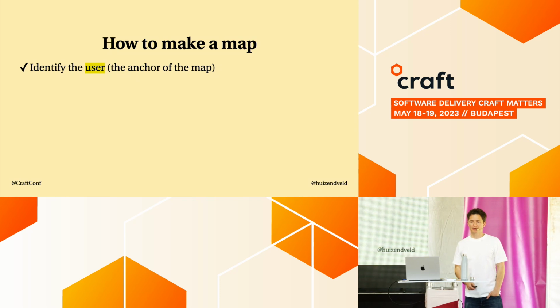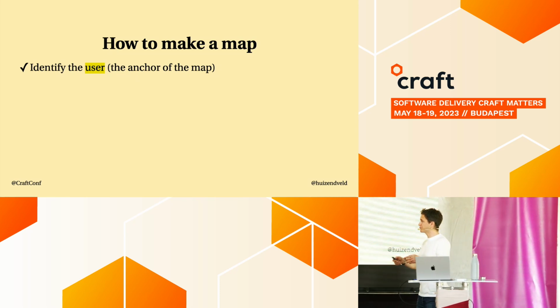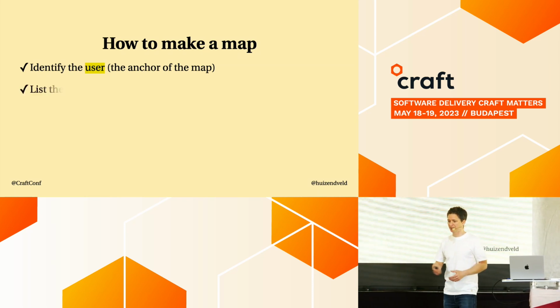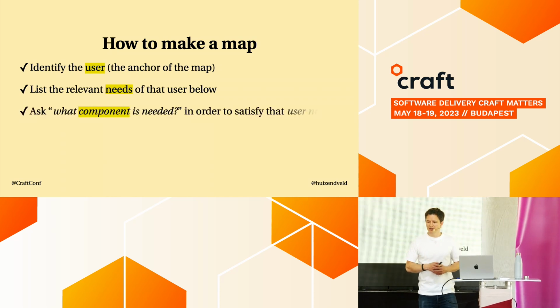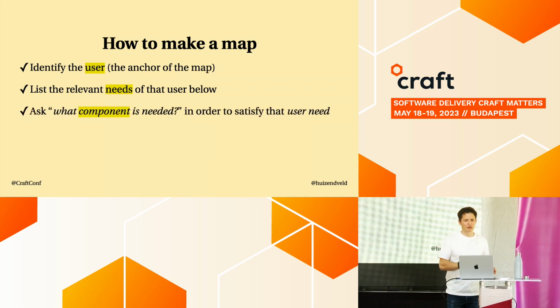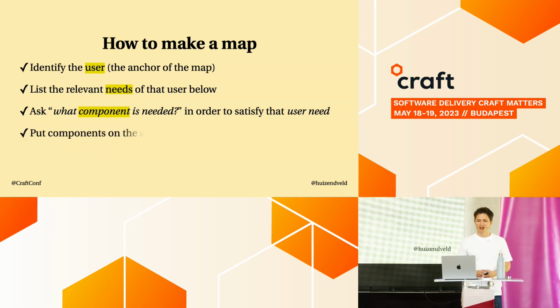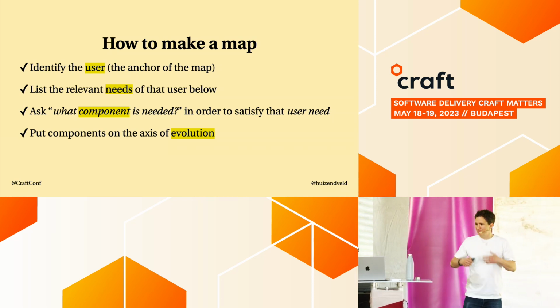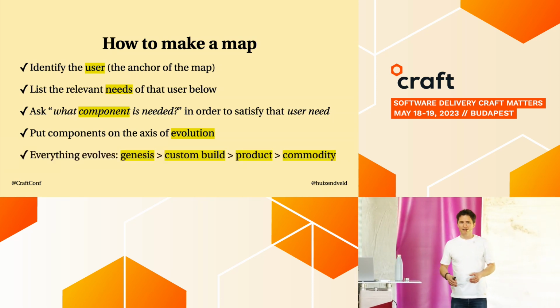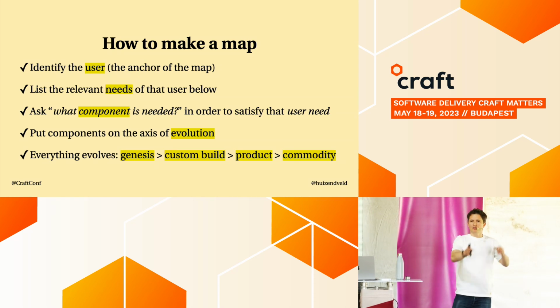So how to make a map? Well, identify the user, right? That's the anchor of our map. Everything is positioned in relationship towards the anchor. Then list the relevant needs of that user below. And then ask what component is needed in order to satisfy that user need. And what does the value chain look like? And then put components on the axis of evolution. And then, because everything evolves, right? Everything evolves from the genesis to the custom build, to product, to commodity.